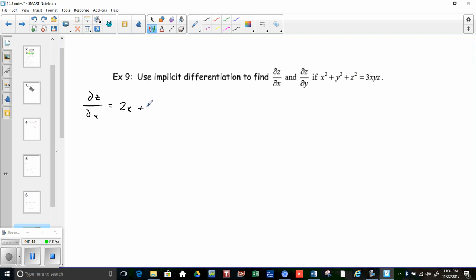Now this is where the implicit comes in, plus 2z, and then it's a chain rule, so the derivative of the z part is dz dx. And then we do the derivative of the right side. Now you have to be a little bit careful on this. Remember that x is your independent variable and z is your dependent variable.